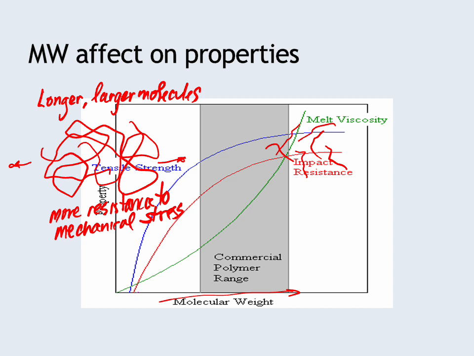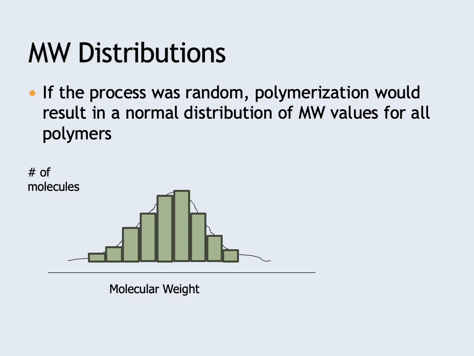Okay, so what I want to do now is talk about how we could describe the size, the average size. If we have a random process as far as polymerization goes, we will have something close to a normal distribution of sizes.